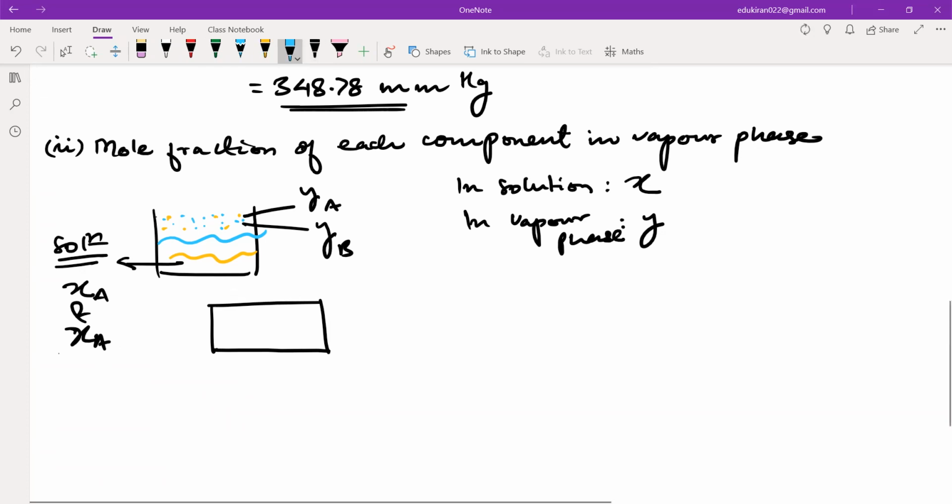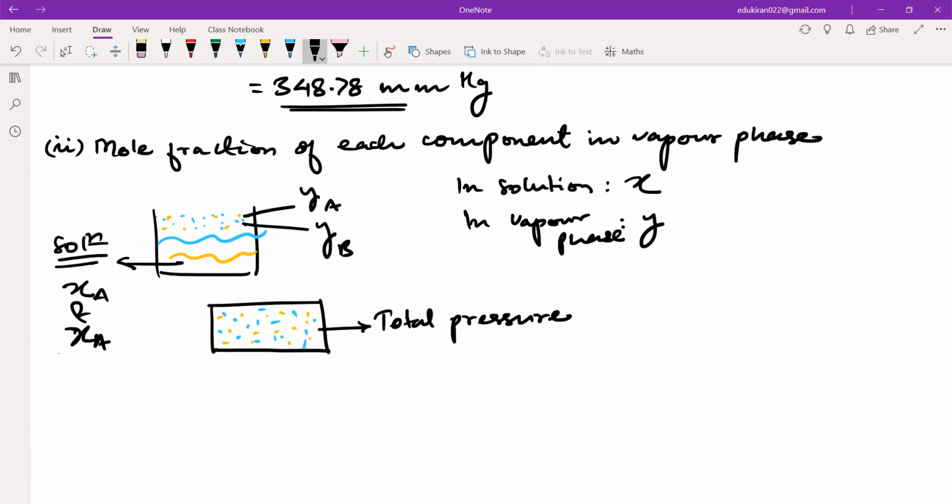यहाँ पे you have blue gas atoms, right? You also have yellow gas atoms. अब ये बताइए, what is the total pressure? What is the total pressure here? What is the total pressure?